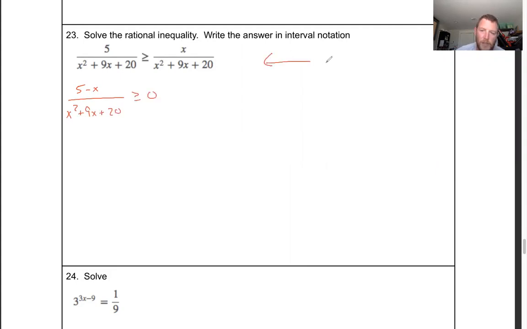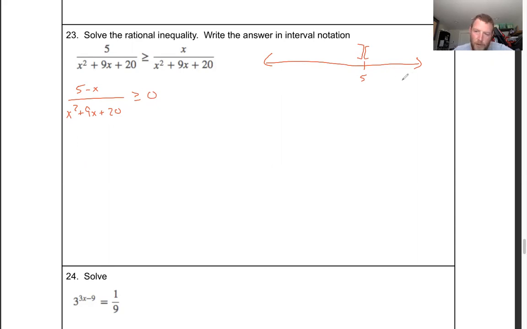This is the number line question. Okay, and what you got to figure out is what makes this 0 or an asymptote. Okay, so find all zeros, find all asymptotes. So the first one is the zeros. So it's 5. And it's because 5 minus 5 is equal to 0. 0 divided by whatever is going to be 0. Now, it's greater than or equal to, so it can be equal to. Okay, so it's going to be a bracket.